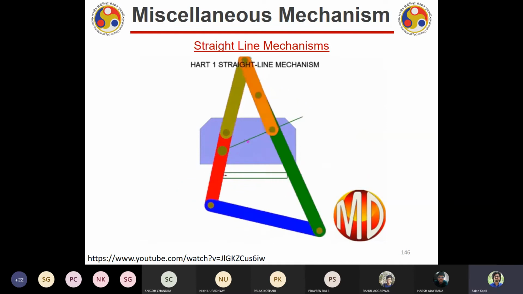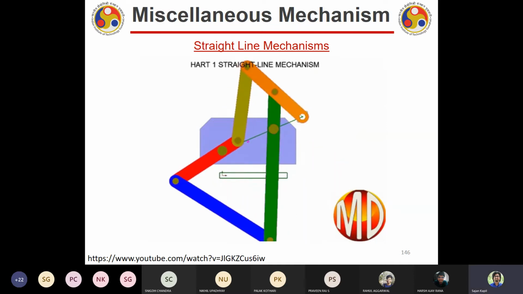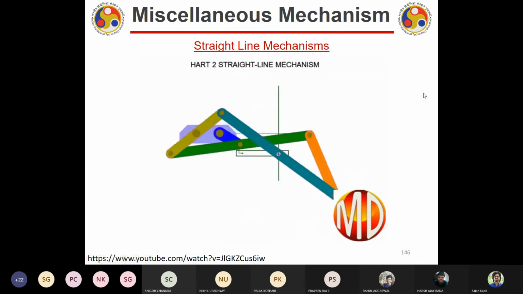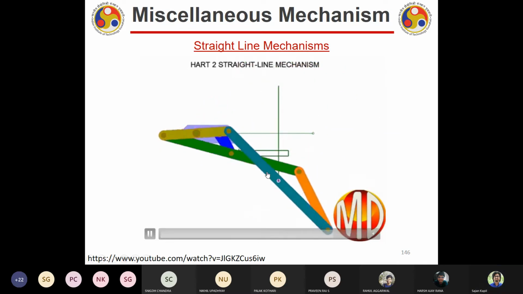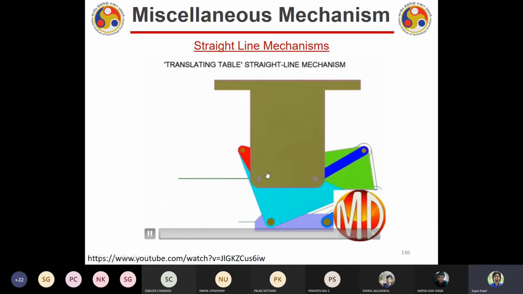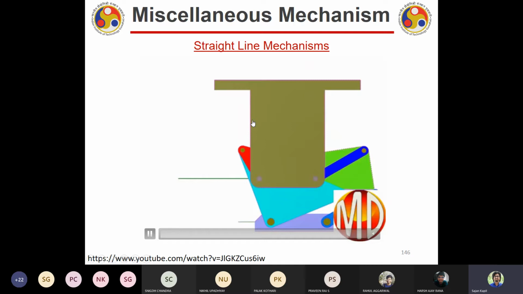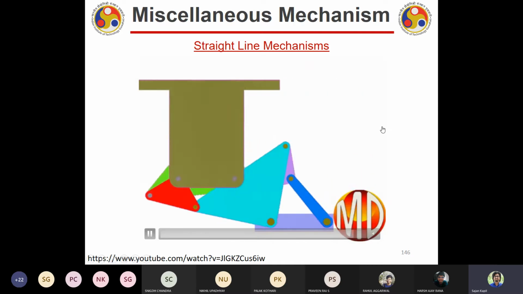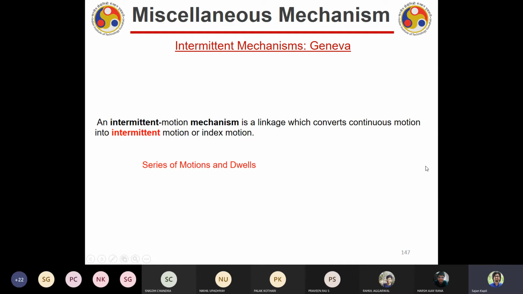This is hard. We have already seen this one. This is also an exact straight line. This is the translating table straight line mechanism. So one is basically translating this table from one end to another end, and it is moving perfectly in a straight line. Anyway, so that was the summary of the straight line mechanisms.